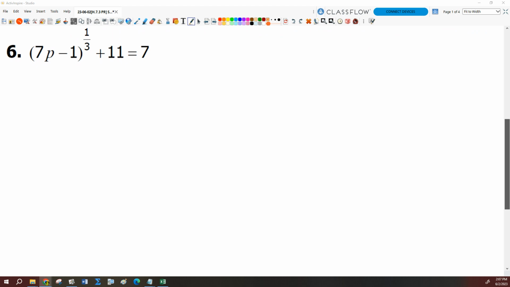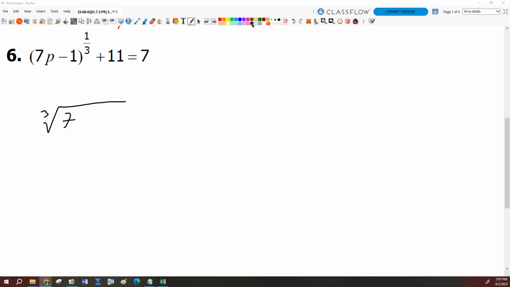What about one like that? What would I do there? Good, subtract 11. Okay, so this time, how could I write that thing if I wanted to? Close. Cube root, because it's a 3 on the bottom, right? So I could rewrite this as a cube root of 7p minus 1 equals -4.